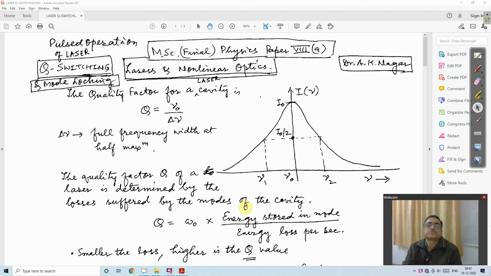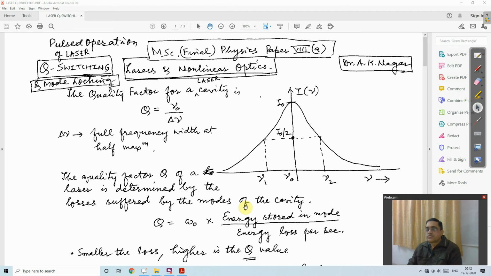Welcome, students. During this lecture, we shall understand how to generate a pulsed laser. There are two techniques, known as Q switching and mode locking. There is a difference between these two that we shall shortly see. Before that, we see what is a quality factor.